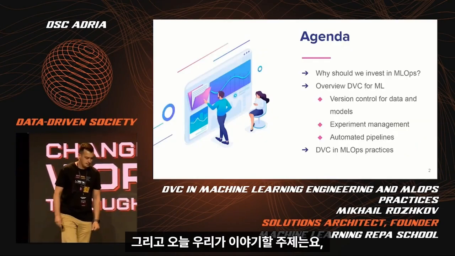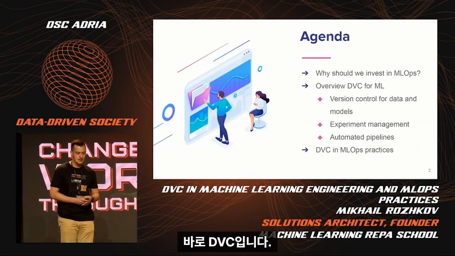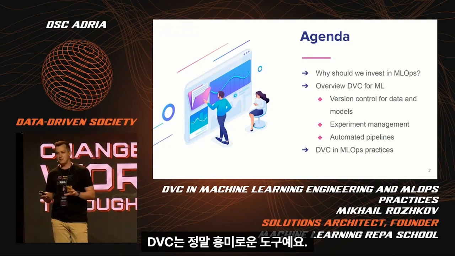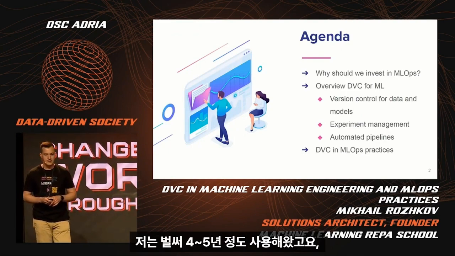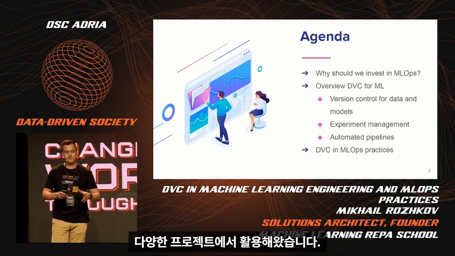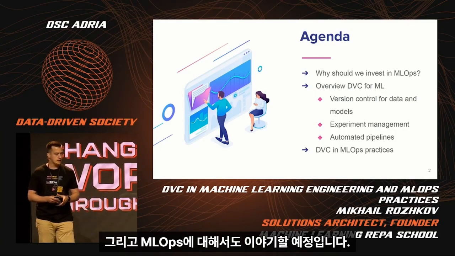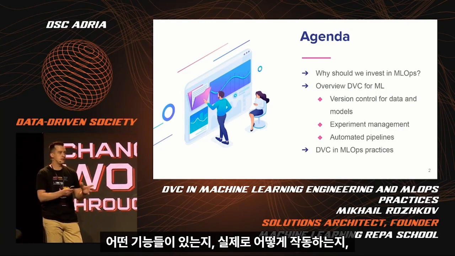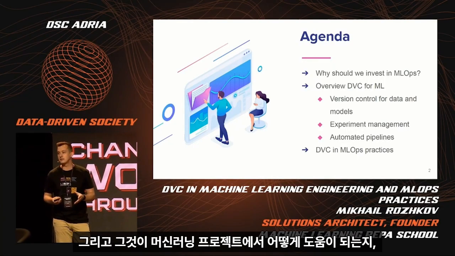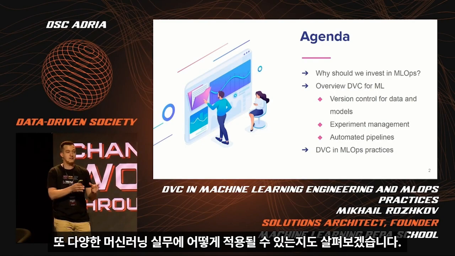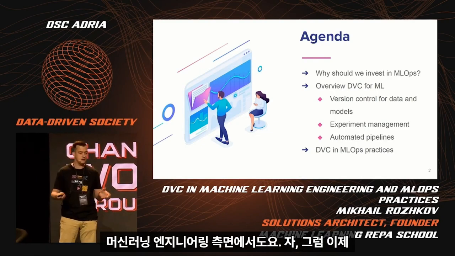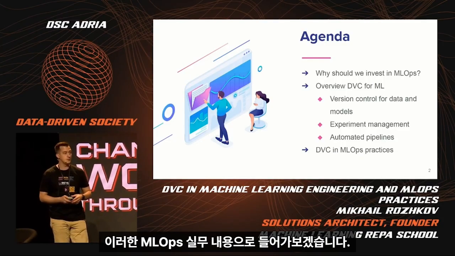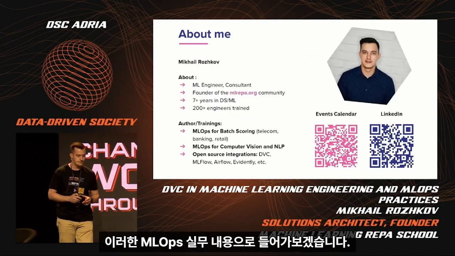And what we are going to talk about today is DVC. DVC is a very interesting tool that I have used for around 4 or 5 years already, and I use it in different projects. And also, we'll talk about MLOps. So what kind of features, actually how DVC works and how it can help in your machine learning projects, and how specifically it can be applied for different machine learning practices and engineering. So we'll jump to these MLOps practices later on.